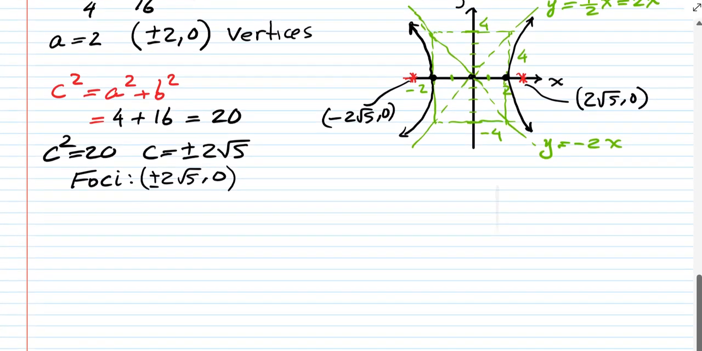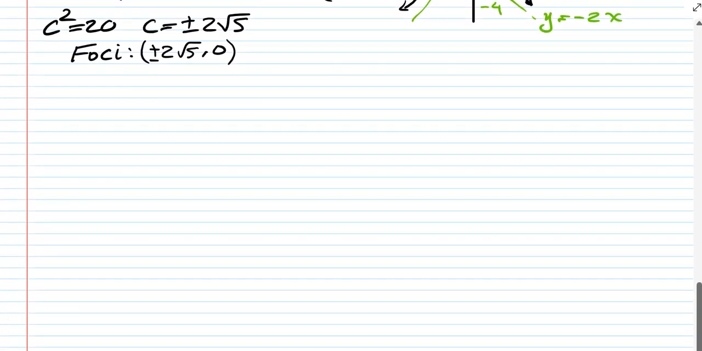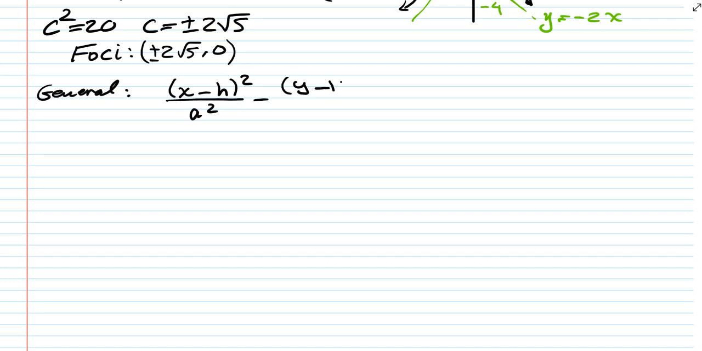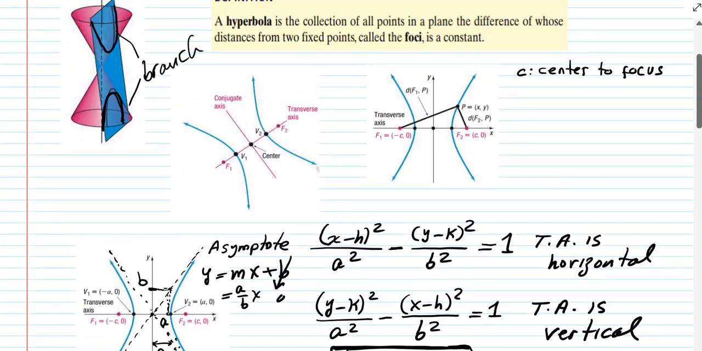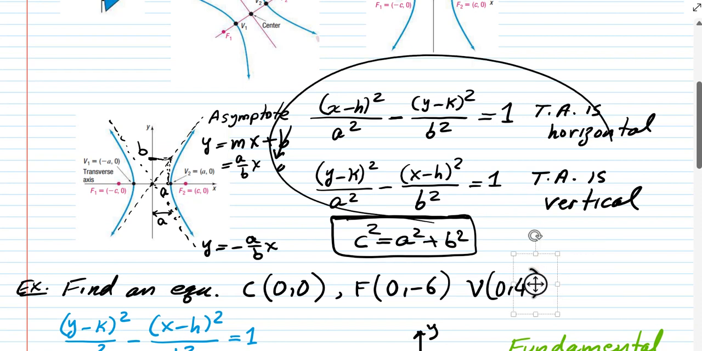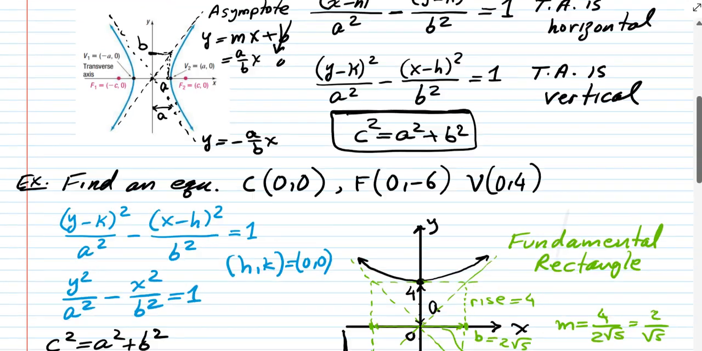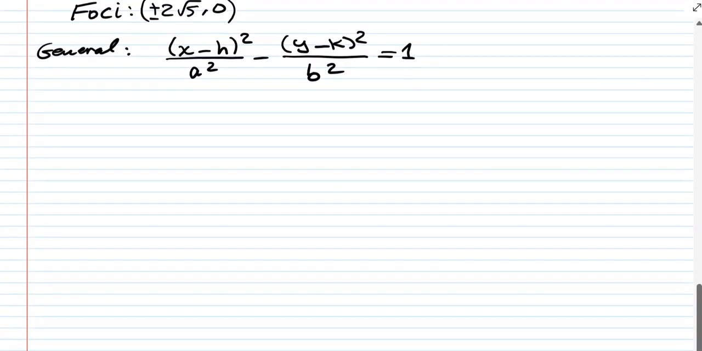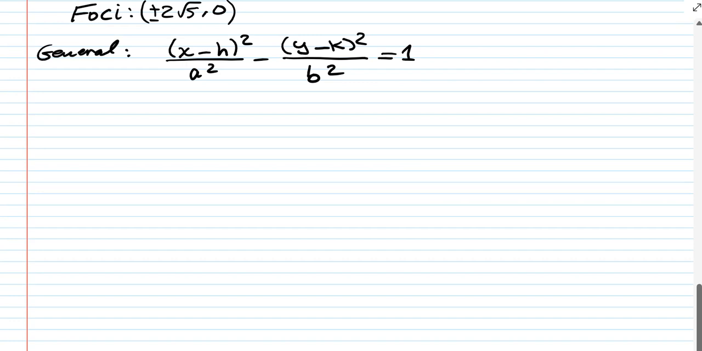Now, let's take a look at ones that are off center. Let's do a couple of these. The ones that are not centered at 0, 0. The general form is x minus h squared over a squared minus y minus k squared over b squared equal 1. I gave you those earlier too, right? See right up here. There. So we have them already. So you could reference this portion of the lecture for the equations. This is just one of the two.